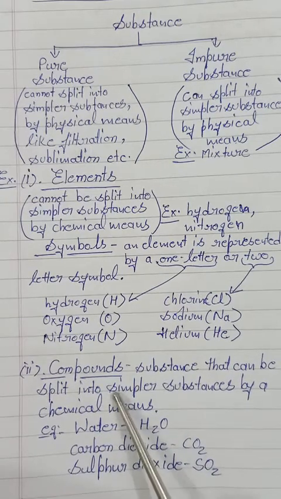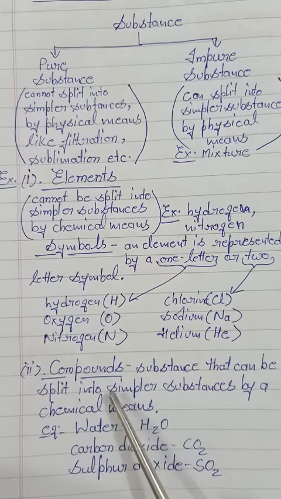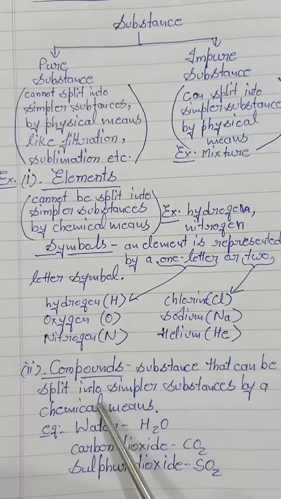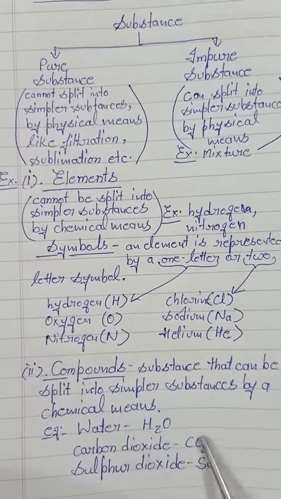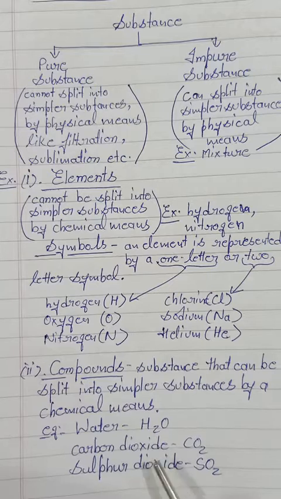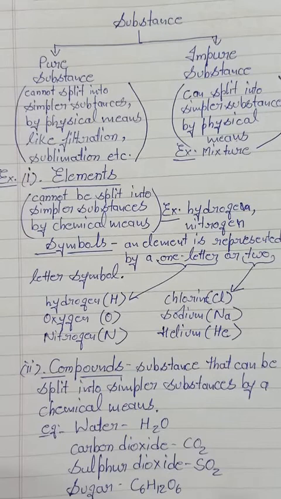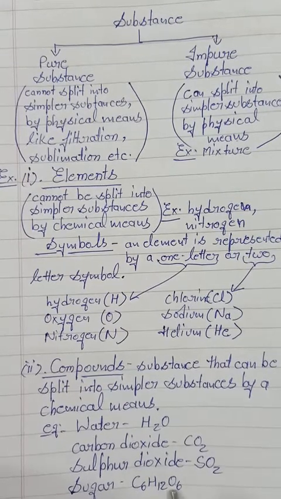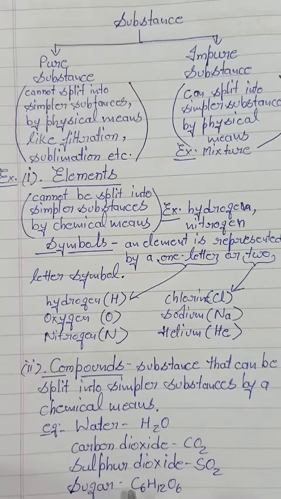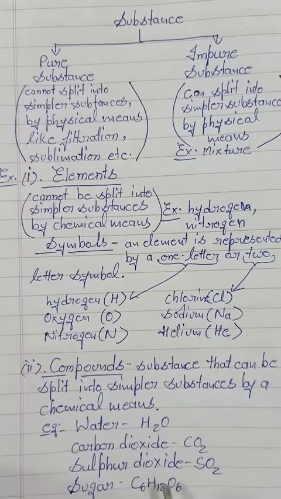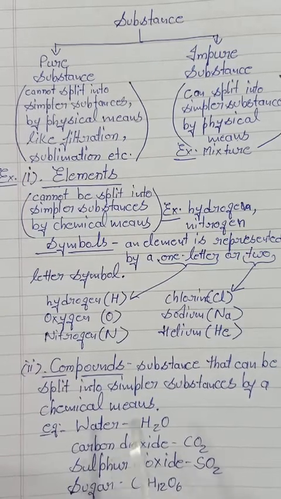So a compound is formed by the combination of two or more elements, and it can be split into simpler substances only by chemical means, and not by physical means. You can also pick a last example of compounds: sugar, meaning carbohydrates. Carbohydrates contain carbon, hydrogen and oxygen. This is glucose, so glucose is also a compound.